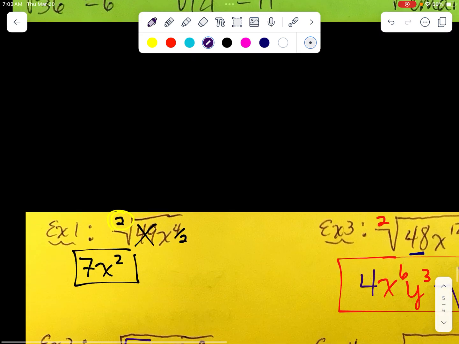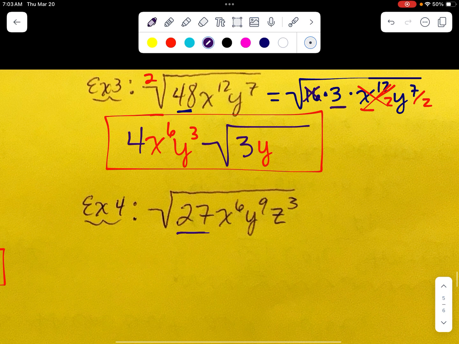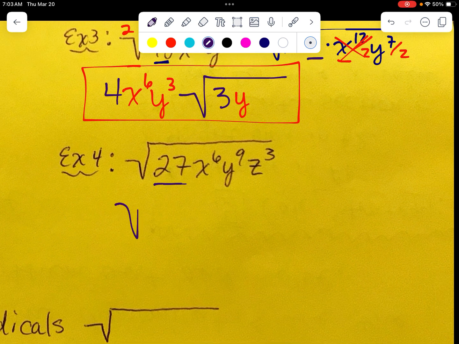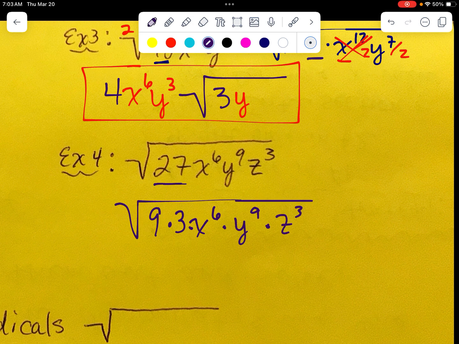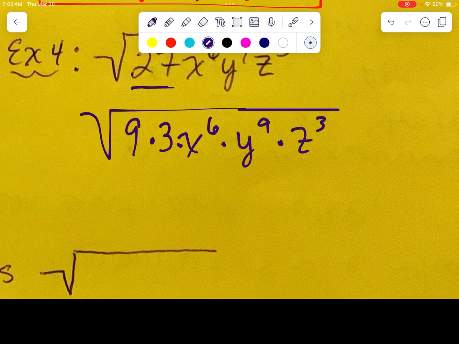So we are going to factor that out. What does that look like? So we'll say the square root of 9 times 3, because 9 times 3 is 27. And then we have x to the 6th, y to the 9th, z to the 3rd. Okay. The square root of 9 is 3. We can do that. So we'll take 3. It's going to go on the outside of the house. We're going to look right here at that 3, and we're going to leave that inside.